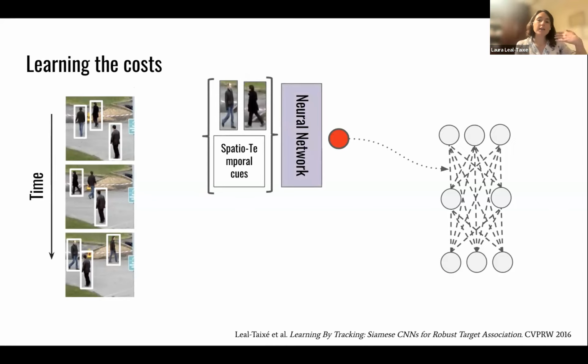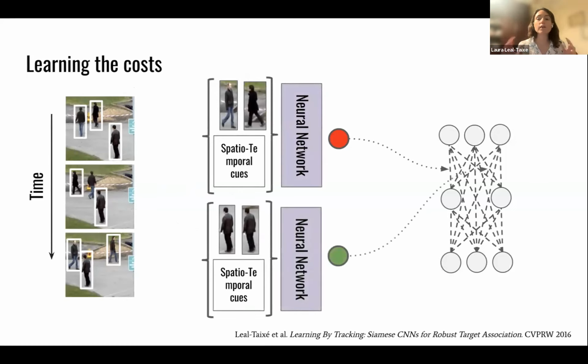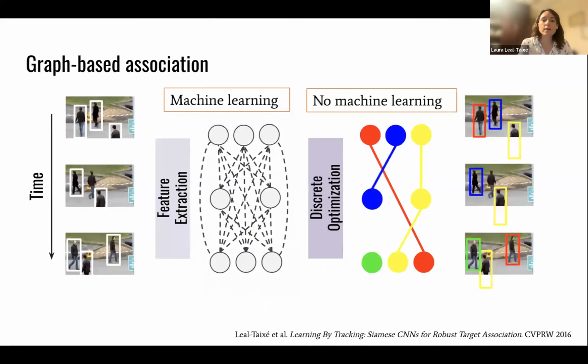Now, one hopes that if these two detections don't represent the same trajectory, the cost is going to be very high, while if the two detections actually represent the same trajectory, the neural network assigns a very low cost. And this is basically the loss function that I'm going to use to train this neural network. So this is cool, right? We obtain more robust trackers, etc.